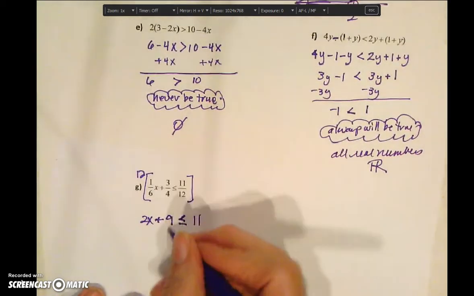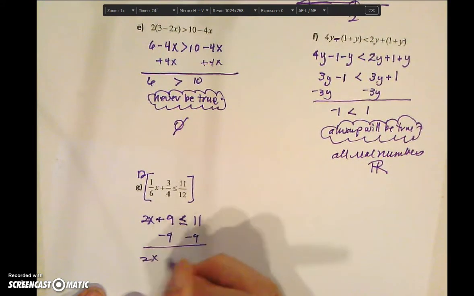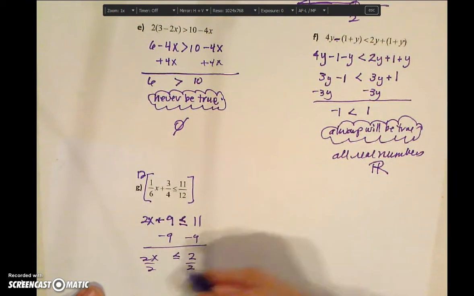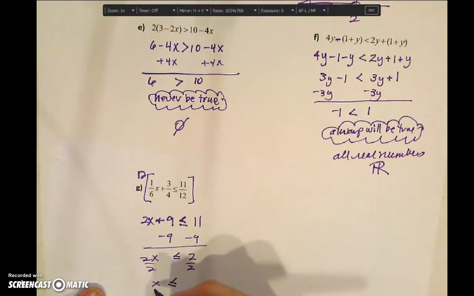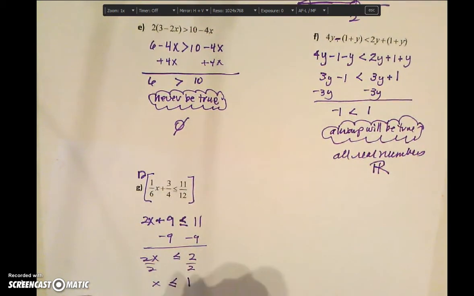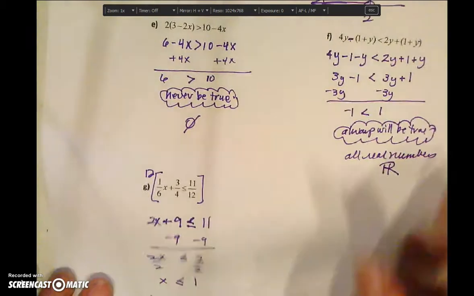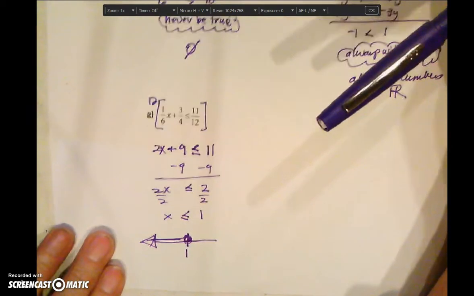All right, then finish solving, so I'm going to subtract 9 from both sides and get that 2x is less than or equal to 2. Divide both sides by a positive 2, so my inequality stays the same, and x is less than or equal to 1. And that would look like a 1 closed in dot to the left. So okay, there, you can see that right there.